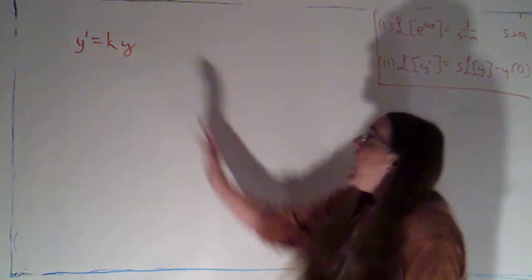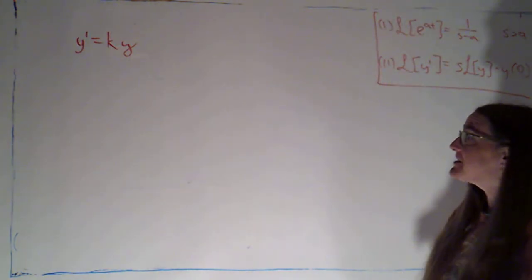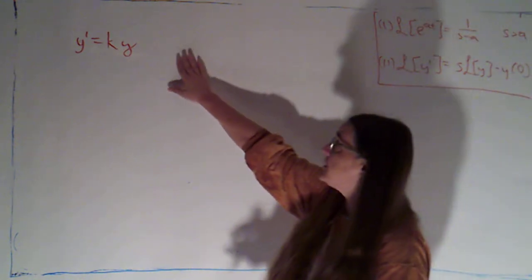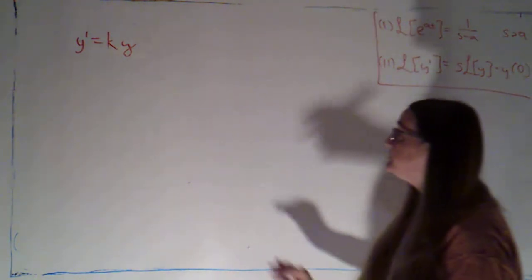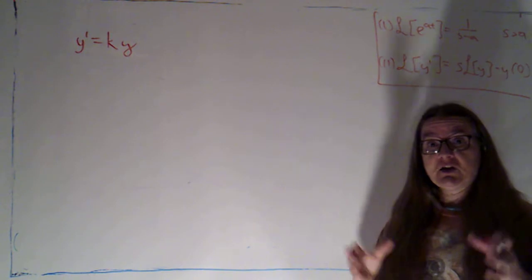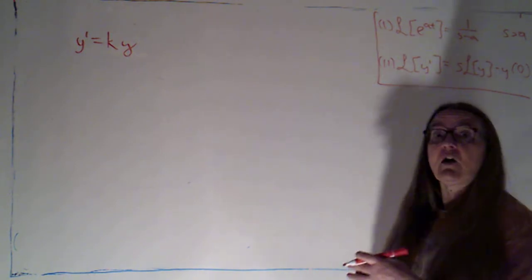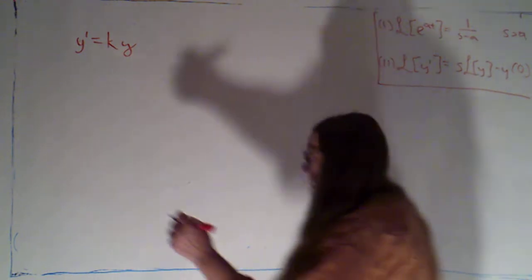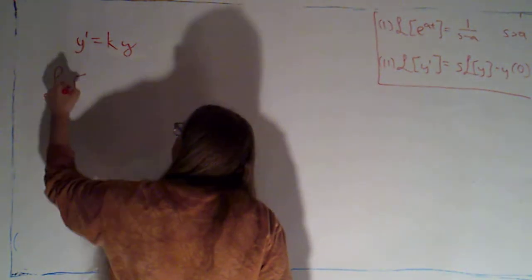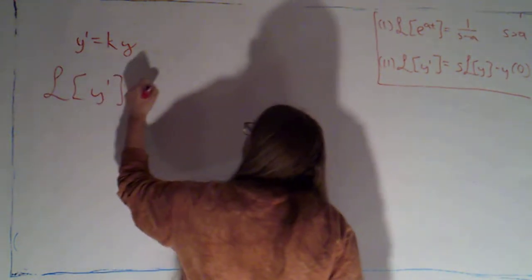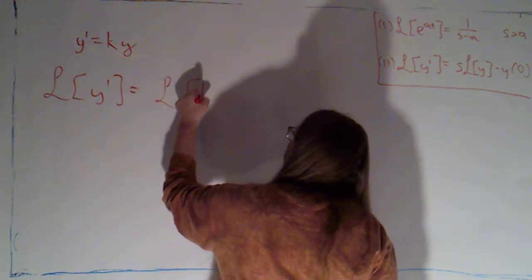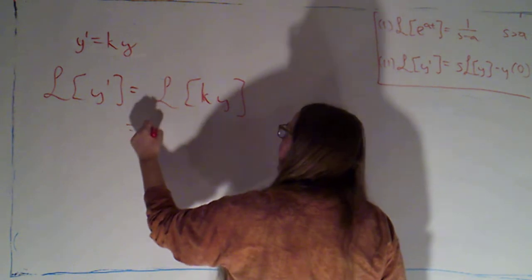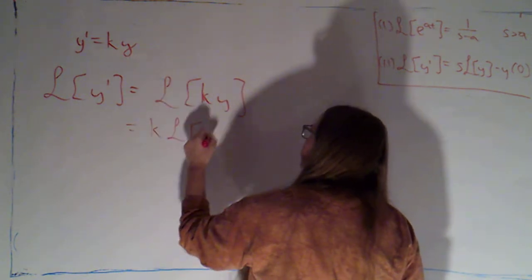All right, so let's solve this using Laplace transforms. This one is not an initial value problem, so I'm going to just have to use my initial condition, y of 0, as an arbitrary constant. All right, so I start by taking the Laplace transform of both sides. And of course here, that constant k can be factored out.